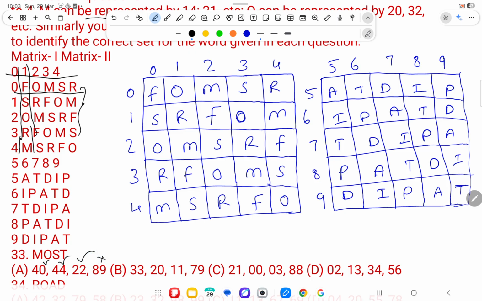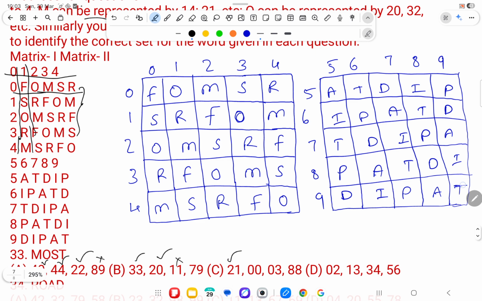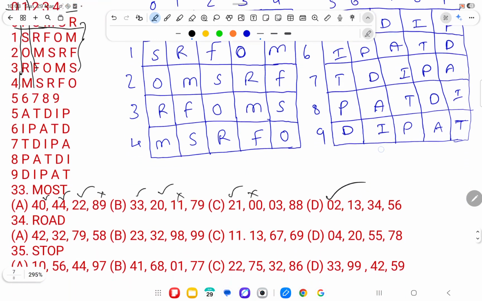2 2 is also correct. Then 3 3, M is correct. 2 0, 2 0 is for O, correct. Then 1 1, no, it is given R there. Then coming to the third option, 2 1, 2 1 is M. 0 0, 0 0 is for F, so no. So then only the fourth option is left.